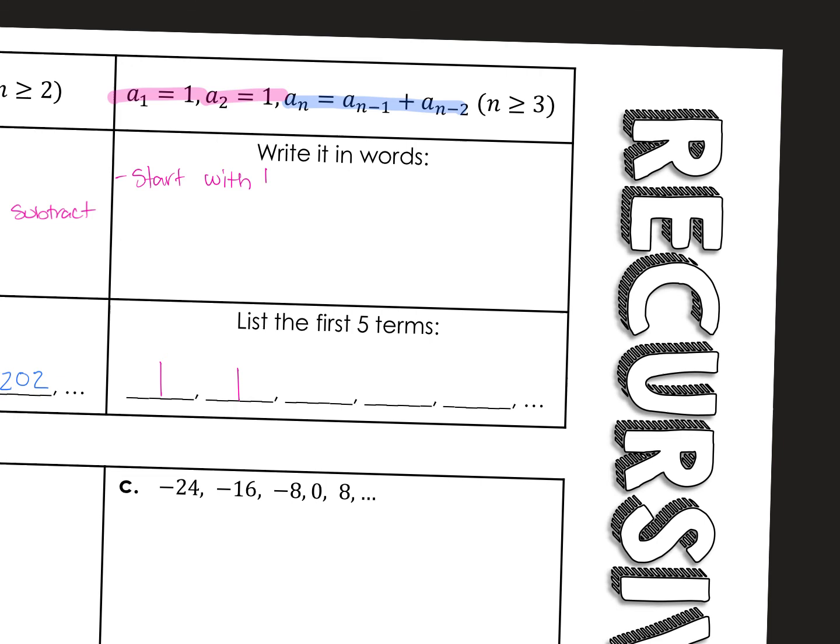Start with 1 and then another 1. To get the next term, I want to add the last 2 together. So I take these first 2 and I add them together. So 1 plus 1 gives me 2. 2 plus 1 makes 3. 3 plus 2 makes 5.